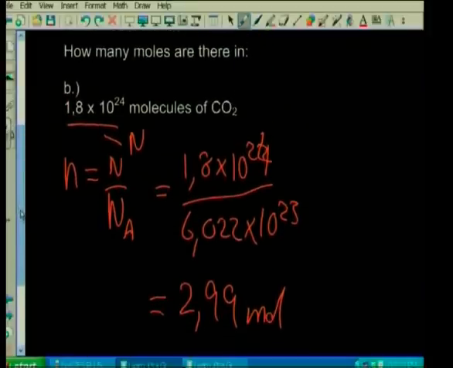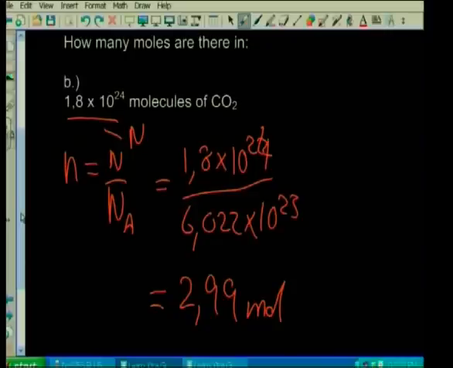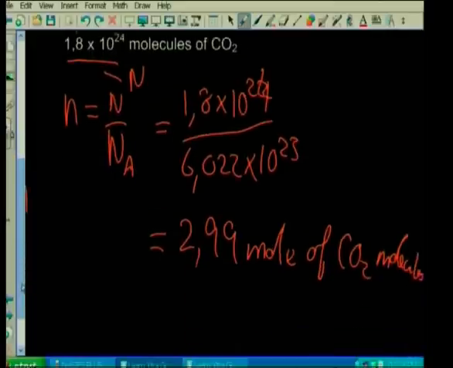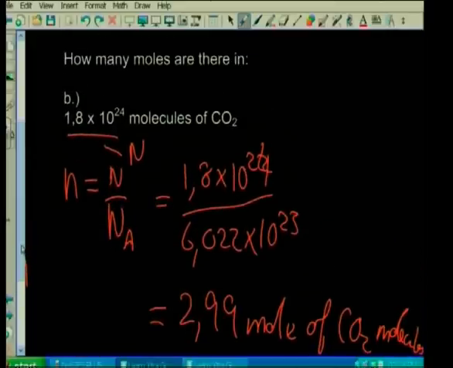We're given that number of molecules. This is moles of CO2 molecules. Be very careful that you've got an understanding of what we're asking, so we've got it right. How many moles are there in that number of molecules? It's almost 3 moles of molecules.